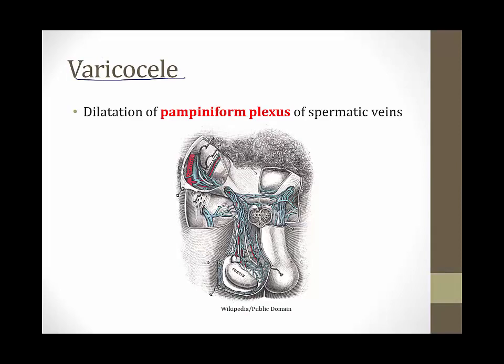A final clinical situation where temperature effects on the testes are important is in varicoceles. A varicocele is a dilatation of veins in the scrotum. Specifically, it's a dilatation of the pampiniform plexus of the spermatic veins. If you look at this picture on the screen, you can see that the veins in the scrotum form this web of structures here. That's called the pampiniform plexus, and if a portion of that becomes dilated, that is called a varicocele.